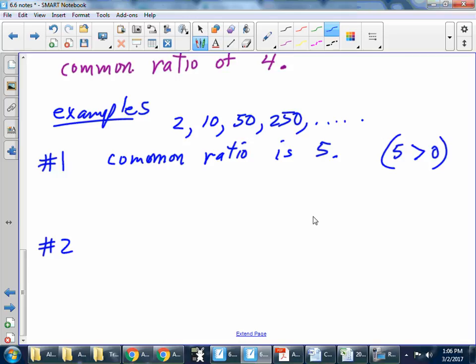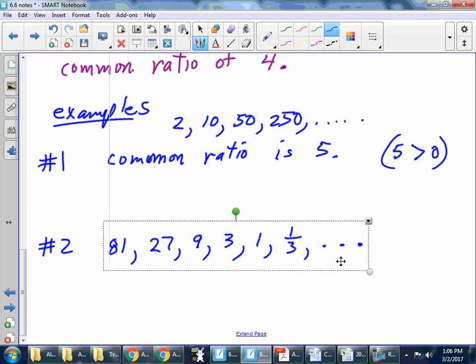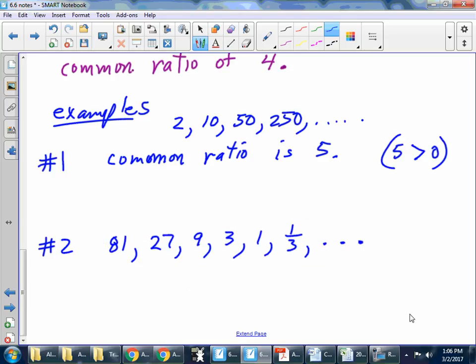Okay, how about this? What if we go 81, 27, 9, 3, 1, 1/3, and it keeps going. Think about that for just a moment. What is the common ratio on that one?